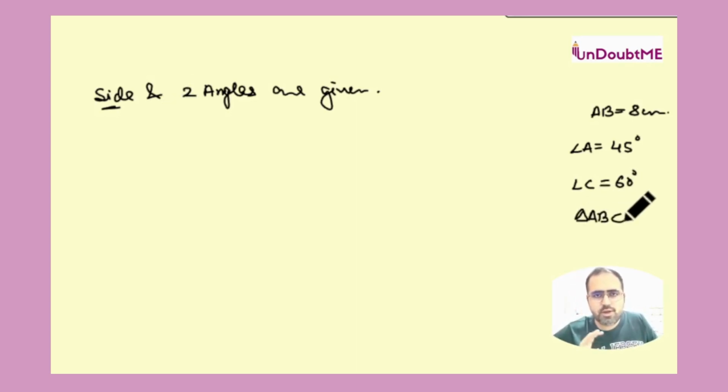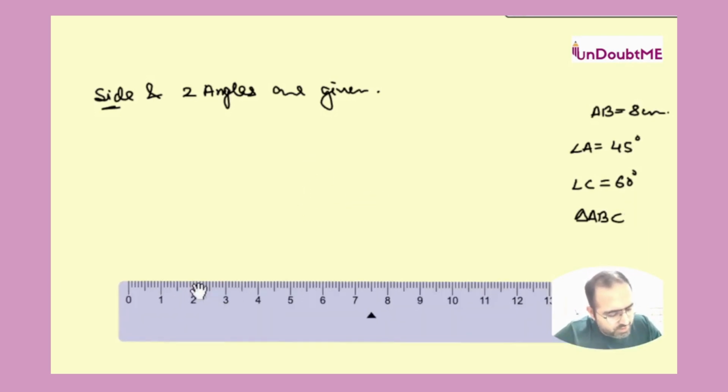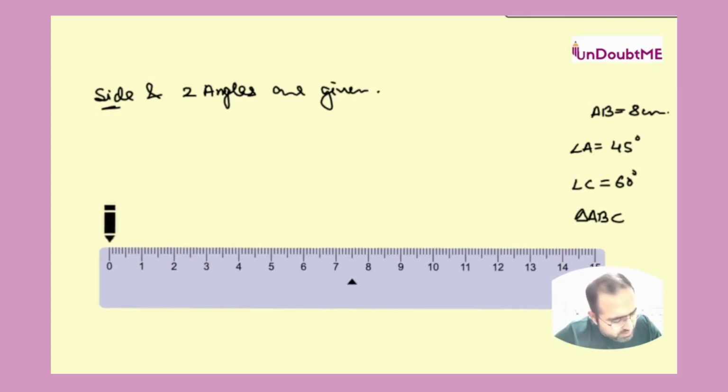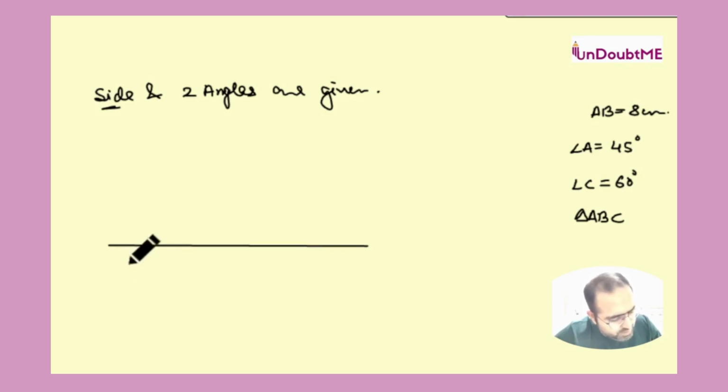Now firstly, you can observe that line AB is given, so we can actually start with that only, and then we will see what we can do next. So I'll draw a line AB, 8 centimeter. Along with drawing, we can label it. So this is AB, 8 centimeter. Now angle A is 45.